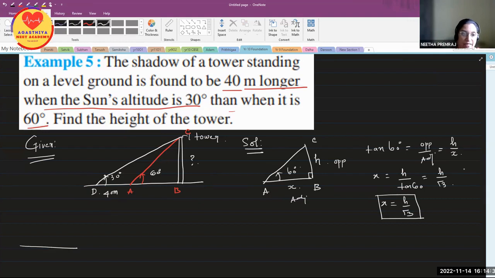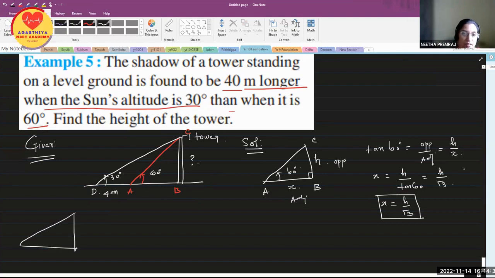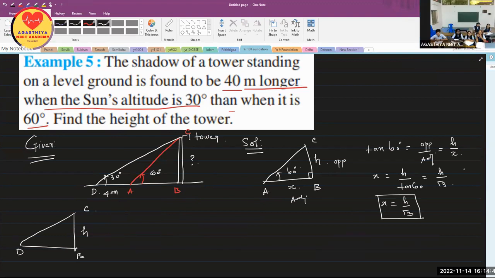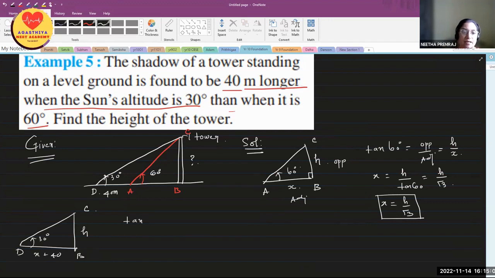Another triangle I take. This is D, B, C. What is DB? Yes, x plus 40. You are right. And this is 30 degree. Again, you have to apply the rule of tan. Tan 30 is equal to h by x plus 40.